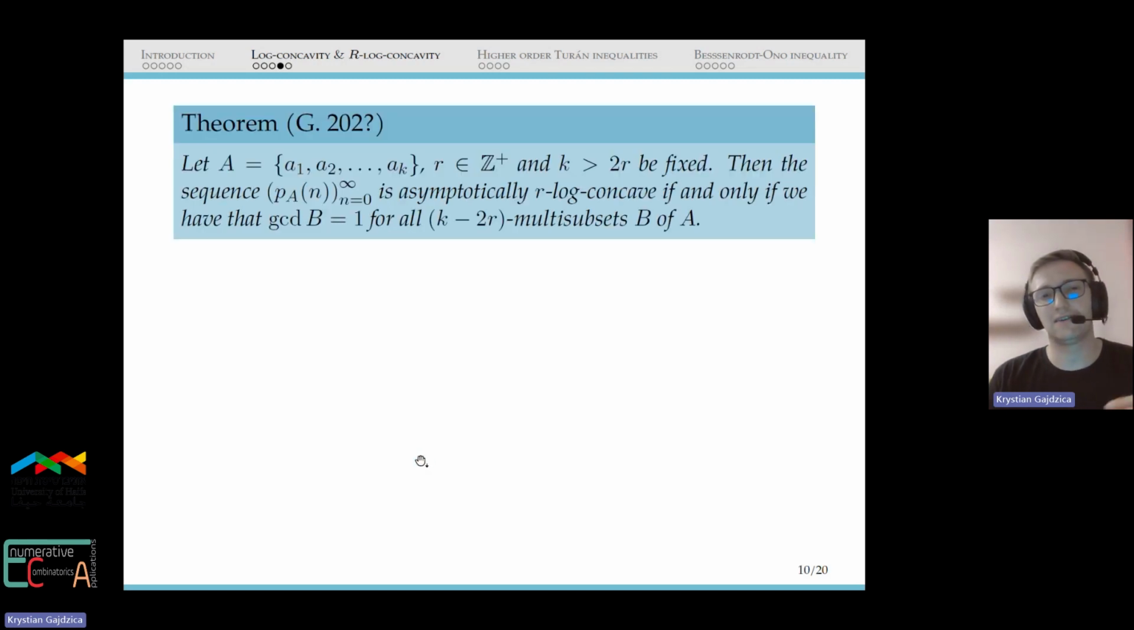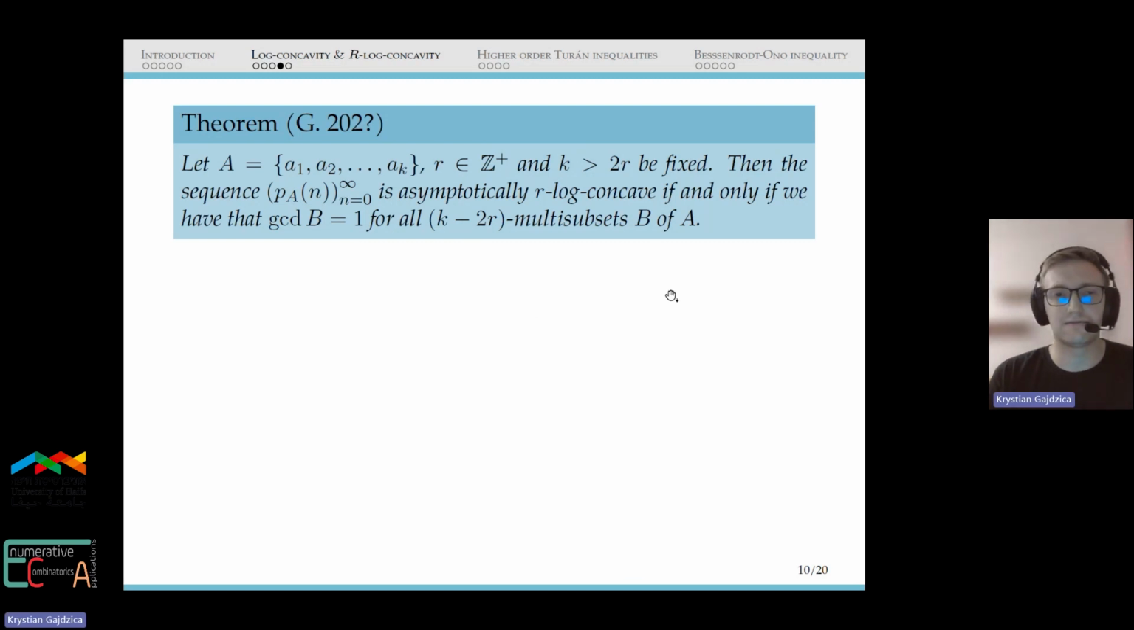So we can state this theorem for the A partition function in the following way. We have that if A is a finite multiset and R is a fixed positive integer, K is at least 2R plus 1, then the A partition function is R log concave if and only if every K minus 2R multisubset of A is coprime. And well, this characterization follows from other properties of the A partition function. Unfortunately, I don't have enough time to talk about all of them.